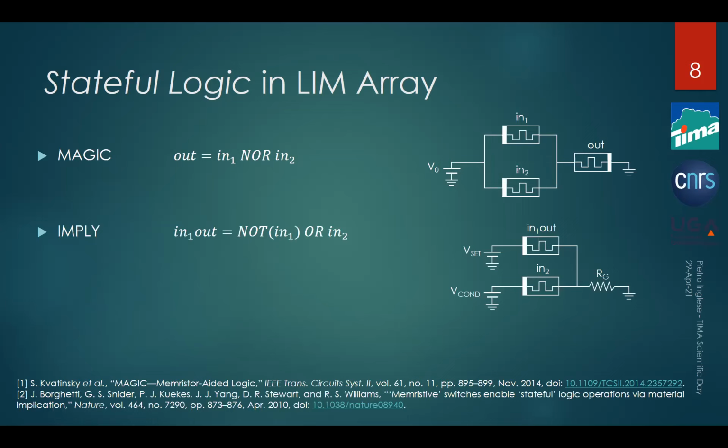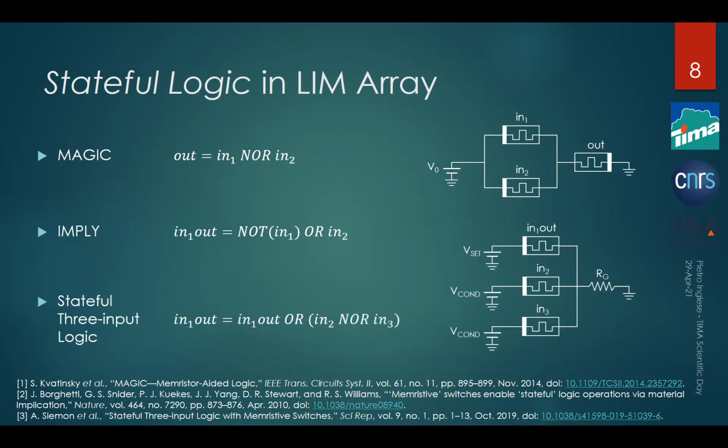uses as main operation the NOR operation. Then we have the IMPLY solution that, as you can see, has 2 memristors, and one of those is both input and output. And then finally, we have the stateful two-input logic that can be seen as an extension of IMPLY, where there are 3 memristors and one of them is the output as well.